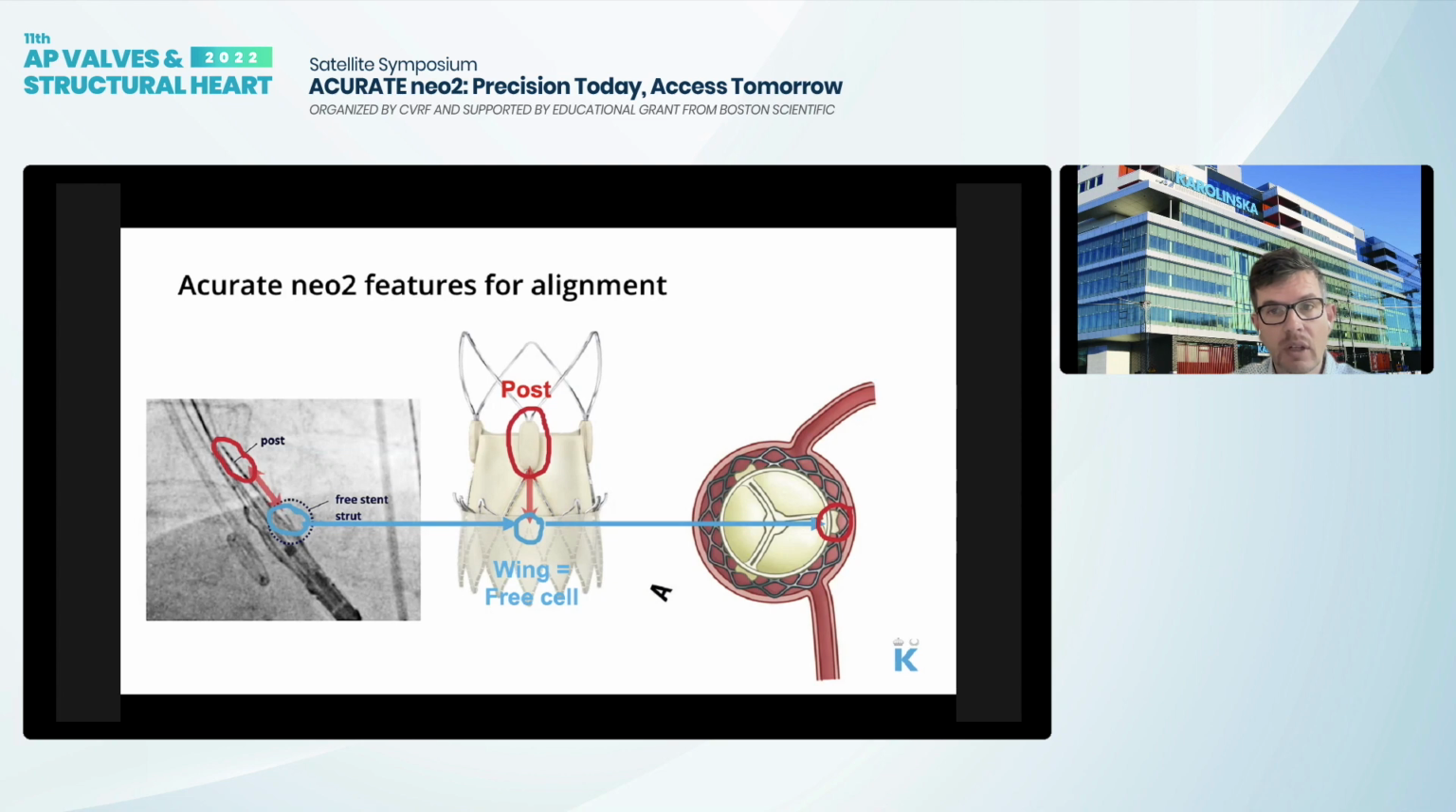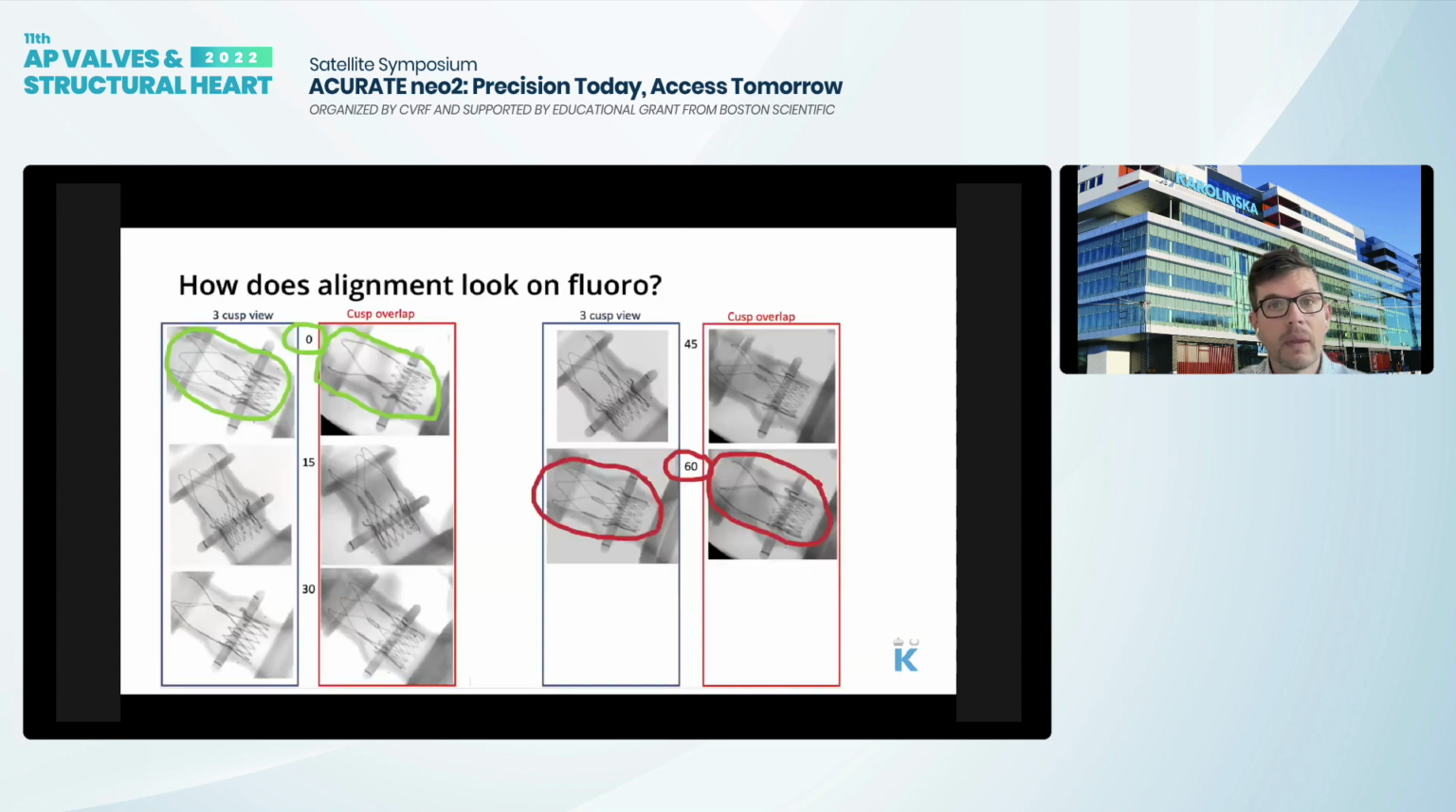So you actually have 3 markers on 2 different levels. In total, you have 6 markers on this system, compared, for example, to the Medtronic system where you only have 1 marker. And I think it's fair to say on the Edwards you have 0 markers for this at the moment. So the more markers you have, the more precise you can be with your commissural alignment in your procedure.